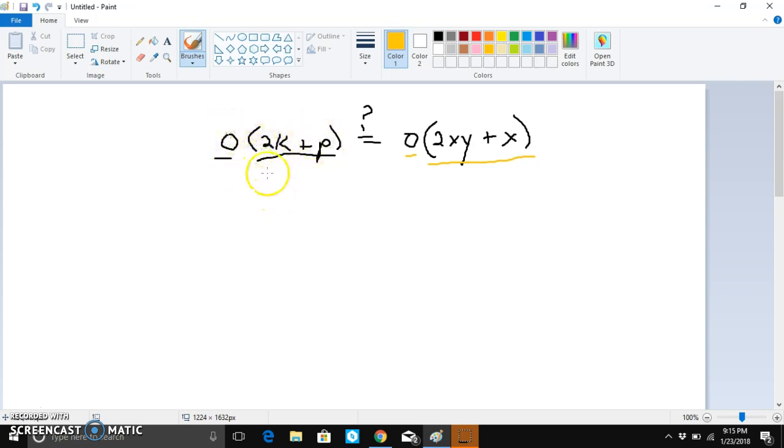So this expression here simplifies to 0 because it doesn't matter if you know what the variables are or not. If you're multiplying anything by 0, the answer will always be 0. And the same over here. This would also be 0 because 0 times this term is still 0. So in this expression, these two problems are equivalent because of the zero property of multiplication.